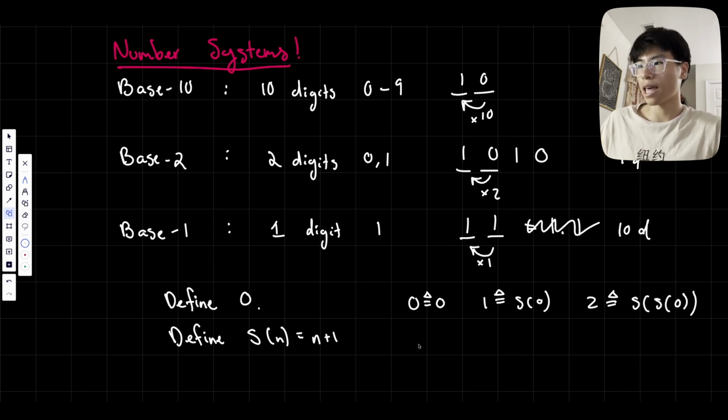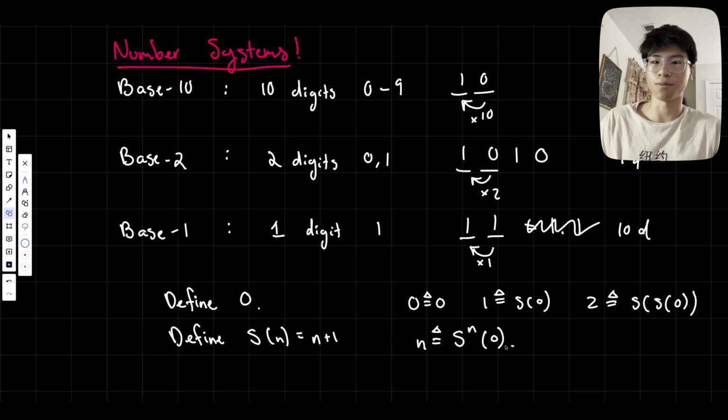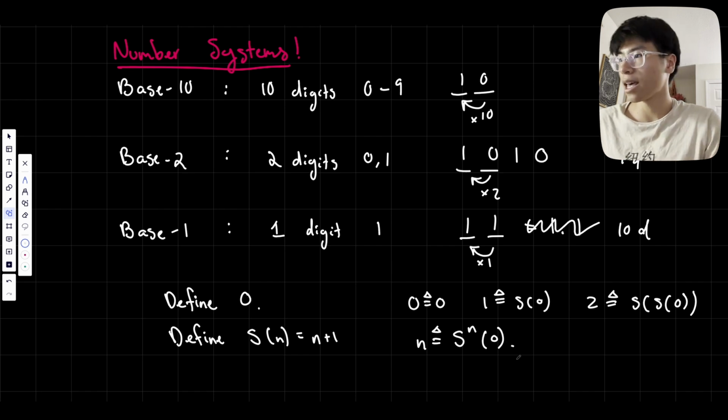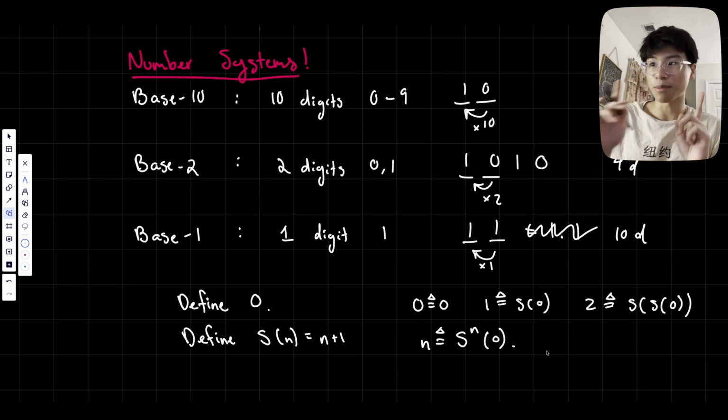So we would just say, in this case, that n, for any natural number, is just applying the successor function n times to 0. And this is basically the same idea as base 1. In base 1, we'll need n ones to represent the number n. And the same thing in this successor version, we'll need n applications of the successor function. Now, this seems very inefficient, but stick with me for just 1 second because we're going to abstract.